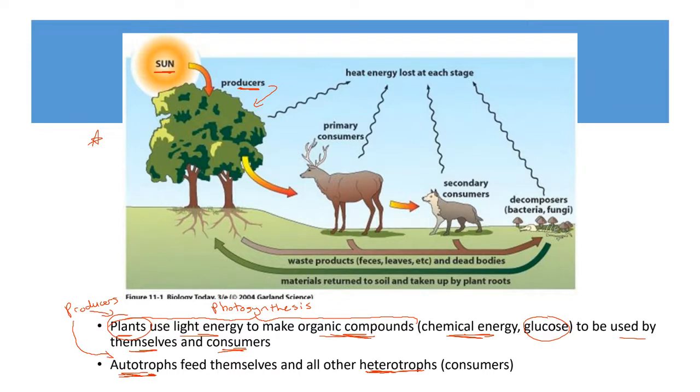But also some of that glucose, some of that chemical energy is going to be eaten by a primary consumer, right? Like a deer, like an elk, like a cow. Usually here you see two consumers, primary and secondary consumers. Sometimes they go to tertiary, quaternary. But this is just to give you an idea. We're not gonna go into a lot of detail.